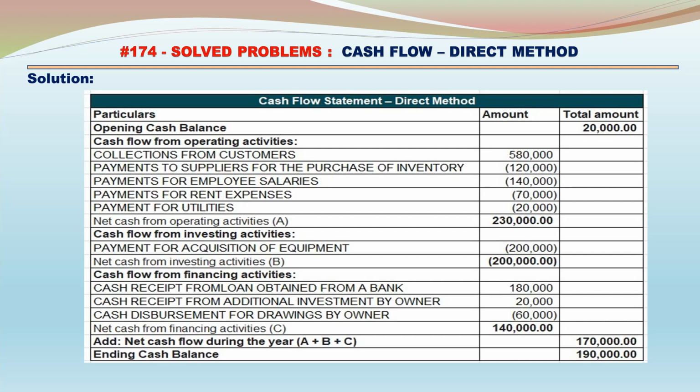Cash flow from investing activities. Payment for acquisition of equipment, minus 200,000. Net cash from investing activities, B, minus 200,000.